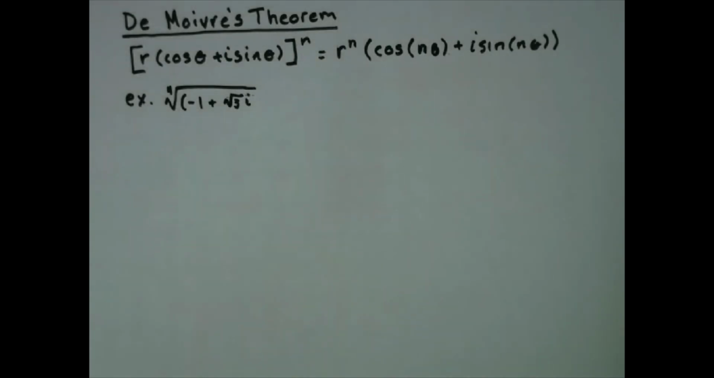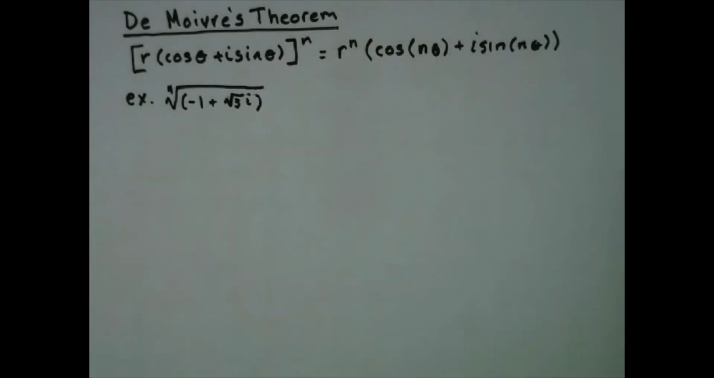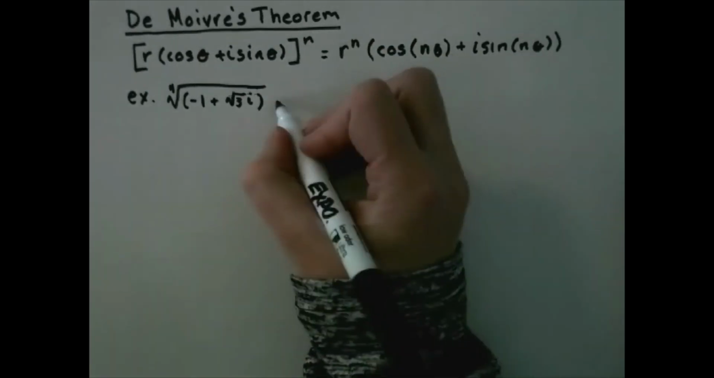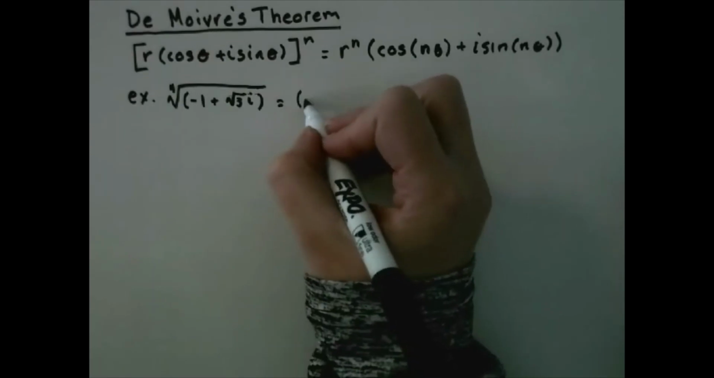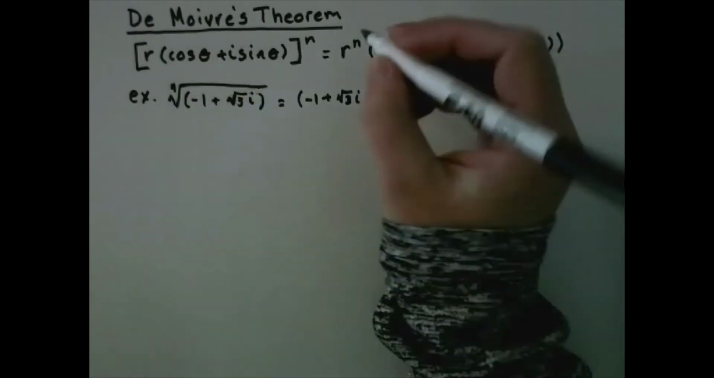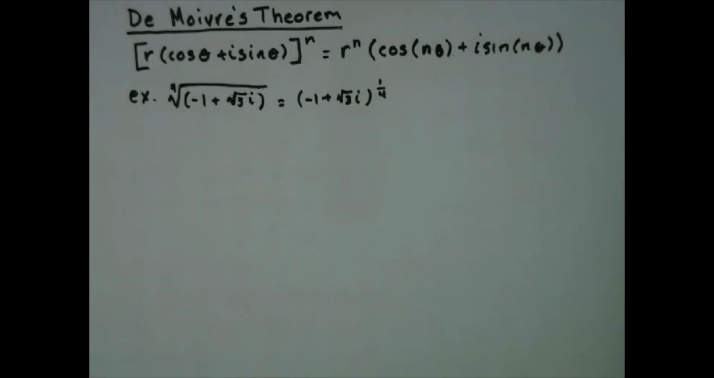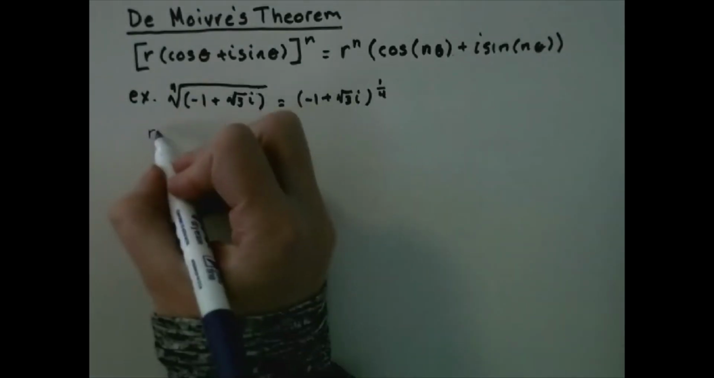Now I've got the 4th root of negative 1 plus root 3i. So we're putting this here because I can still use DeMoivre's theorem, because I can rewrite the 4th root as the 1/4 power. So we're going to convert the negative 1 plus root 3i to polar.